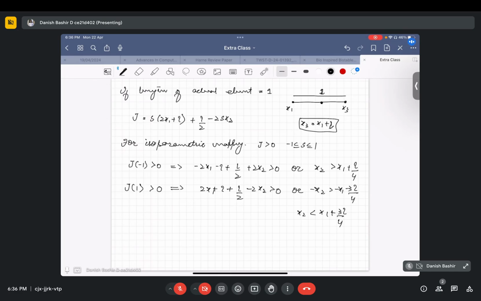So isoparametric mapping for a quadratic element is valid as long as the middle node is placed such that x1 plus 3L by 4 is greater than x2, and x2 is also greater than x1 plus L by 4. If this condition is met, that is, if the middle node has these restrictions, then our isoparametric mapping is valid for the 1D element. Okay, I hope you people got this point.